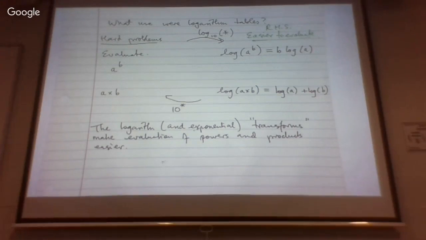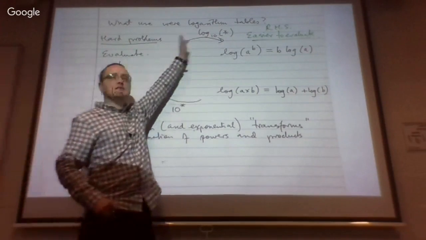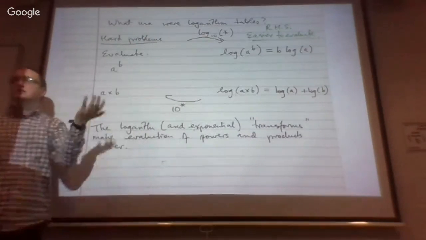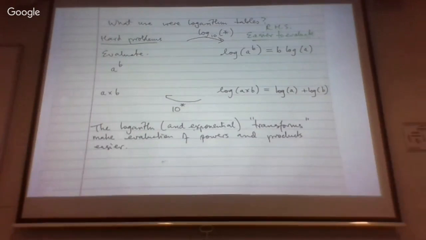Okay. And the details are different. It's not the logarithm, it's not the exponential, it's different things. Okay. Any questions about just that example? Okay.